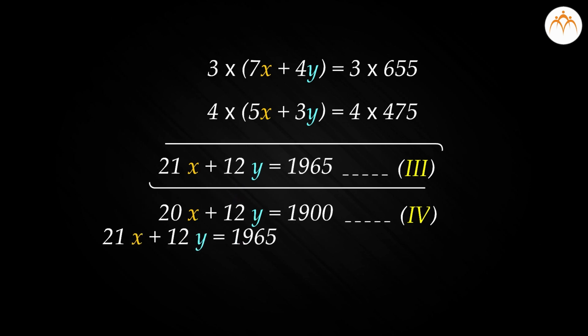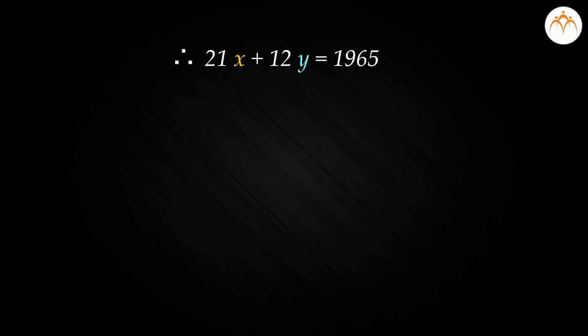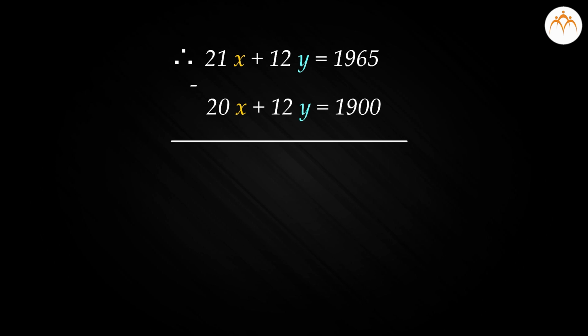Let us subtract equation 4 from equation 3. Therefore, 21x plus 12y is equal to 1965 minus 20x plus 12y is equal to 1900. Now, the signs of each term are changed as shown. Therefore, x is equal to 65.